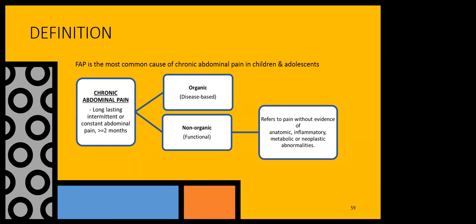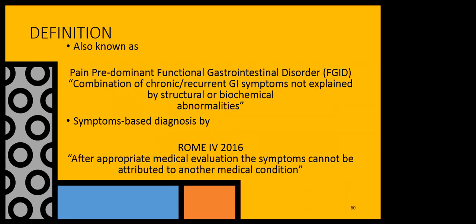So what is functional or non-organic? It refers to pain without evidence of anatomic, inflammatory, metabolic or neoplastic abnormalities. Functional abdominal pain is also known as functional GID, which is gastrointestinal disorder, a combination of chronic or recurrent GI symptoms not explained by structural or chemical abnormality. According to Rome 4, it can be diagnosed after appropriate medical evaluation. The symptom cannot be attributed to another medical condition.